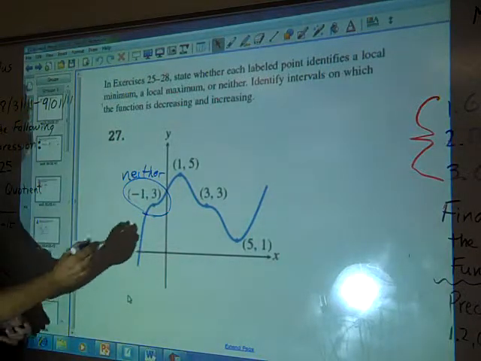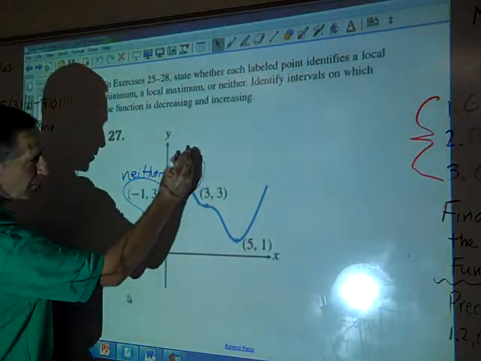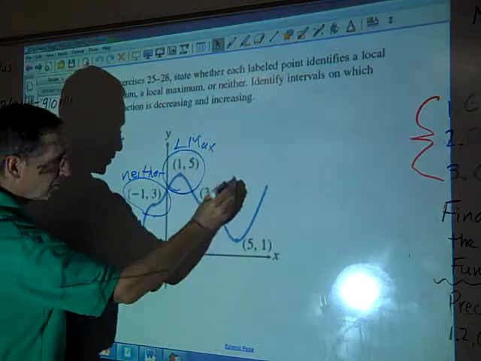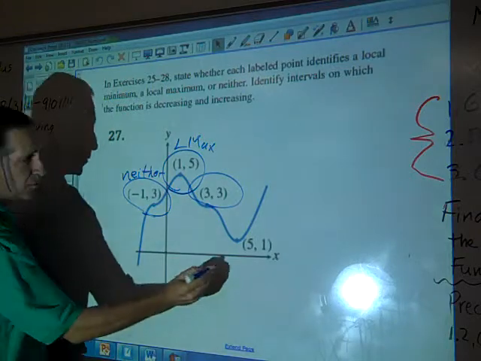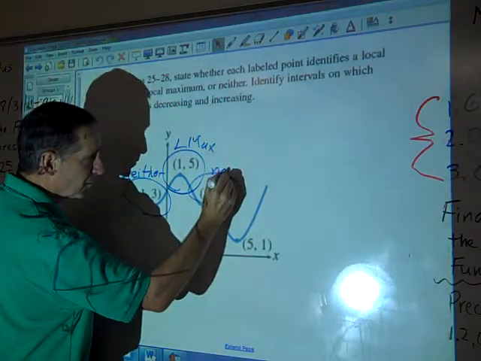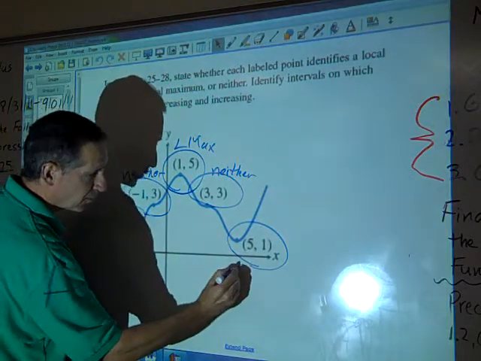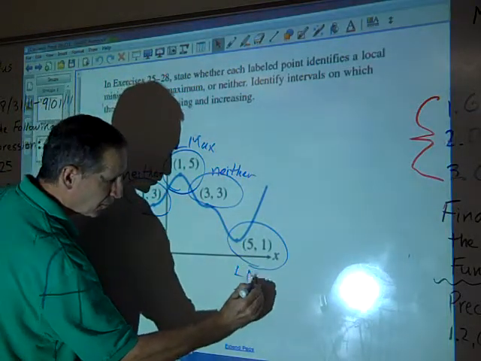That would be a maximum. Yeah. And so that 3 would be a neither? Yes. And then that 5 would be a local maximum. Yes. You guys are catching on fast. Okay, this would be a local minimum, at this point.